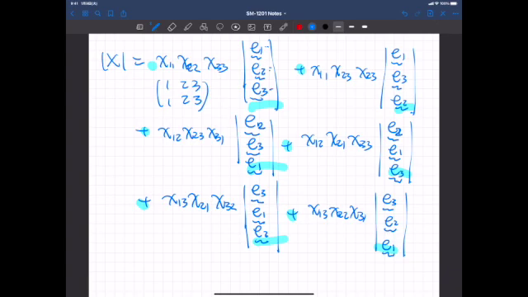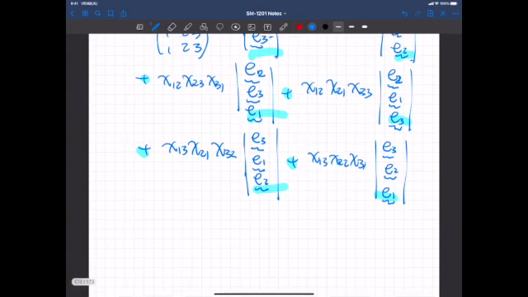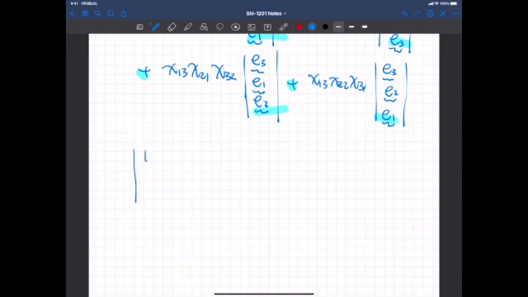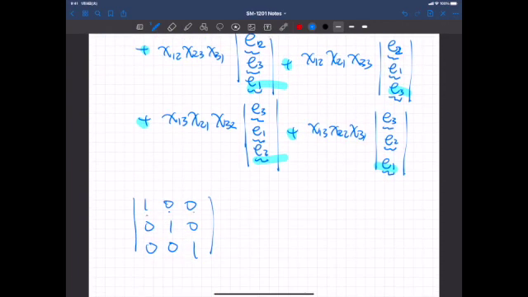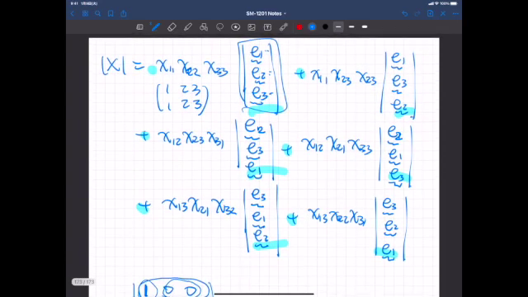And what's this matrix? This is a matrix of this form. So 1, 0, 0, 0, 1, 0, 0, 0, 1. So E1 is 1, 0, 0, E2 is 0, 1, 0, and E3 is 0, 0, 1. And if you calculate the determinant, for example, pick this one. So the only non-zero term is the first one, and we can ignore the rest. So we calculate the determinant of this, which is 1. So this has the positive sign.